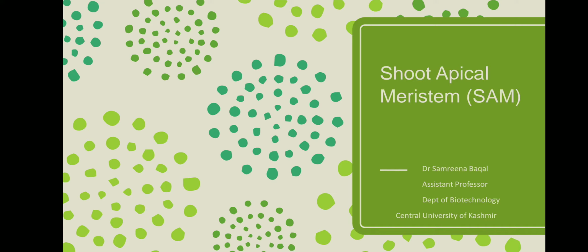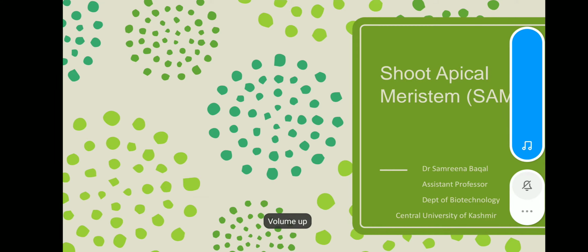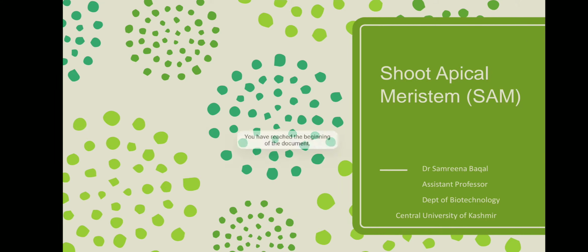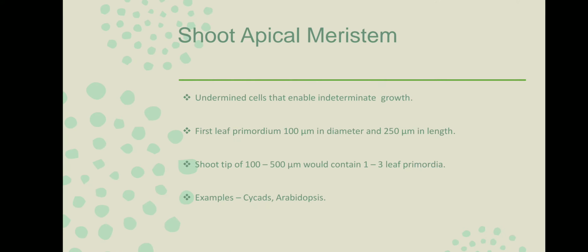So today we are going to discuss the shoot apical meristem. The meristem which is present at the tip of the shoot is called the shoot apical meristem, or in short form we can call it a SAM.